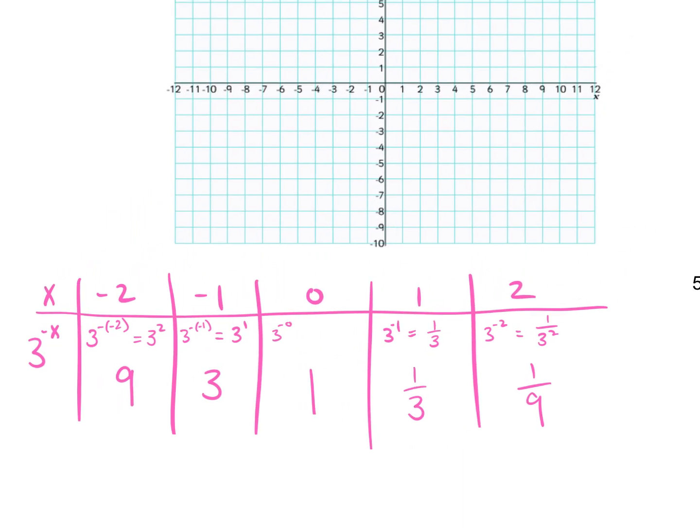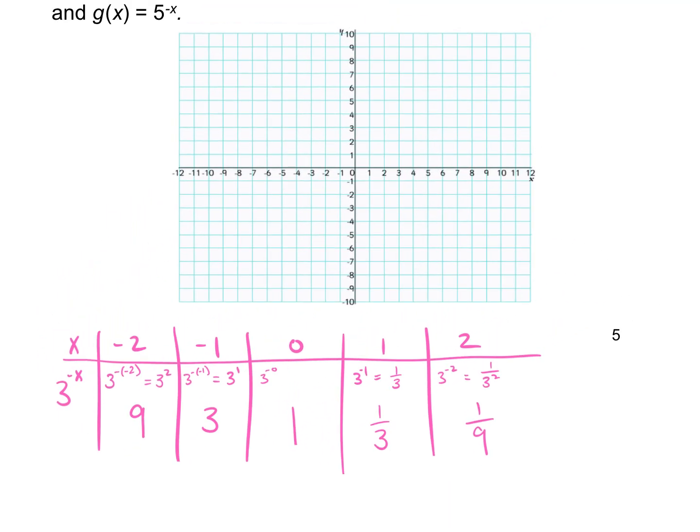All right, so let's plot our points. I'm going to go to the left to -2, up 9. The left to -1, up 3. We're going to stay at 0, go up 1. To the right 1, up 1/3. And then to the right 2, and up 1/9. So our graph will look like this.